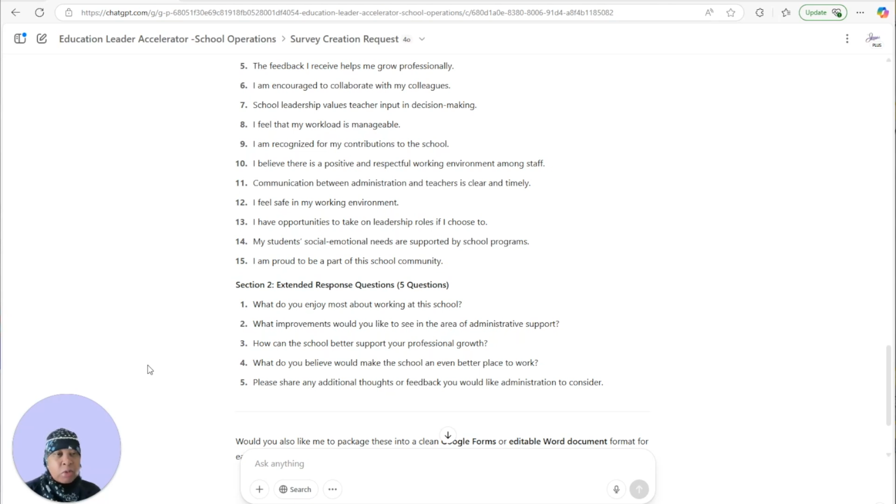So this is a very quick way that you can get actually 3 surveys at once. I would also encourage you to make surveys for other staff that are in your school, custodians, security guards, other staff members who may not be the majority of your team, but their voice is equally important. So just something to consider.